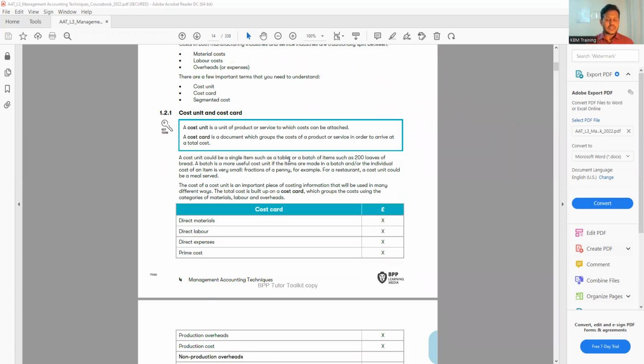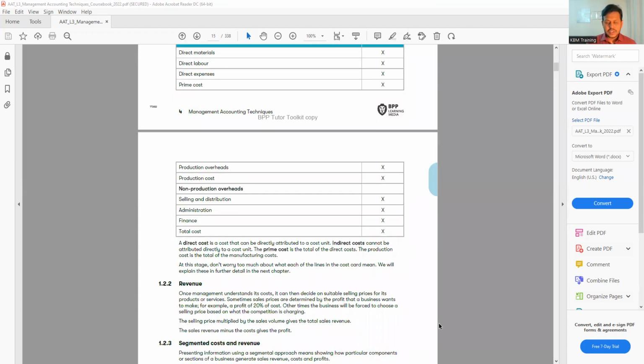Yes. So we have this one, the cost unit and the cost card. The cost unit is basically the unit of product or service to which cost can be attached, and the cost card basically represents all the costs together. For example, if you look at the cost card, we can see the direct material, direct labor, and direct expense, and if we add all of these, it is the prime cost. With the prime cost, we have a production overhead and production cost. Then we have a non-production overhead, that is selling, administrative and finance cost, and that gives us the total cost. So the cost card will tell us how much is the total cost.